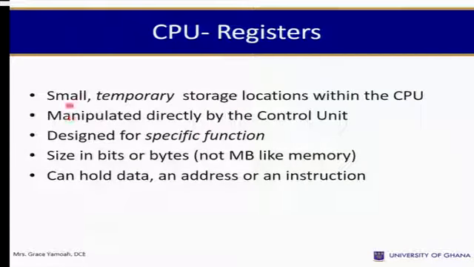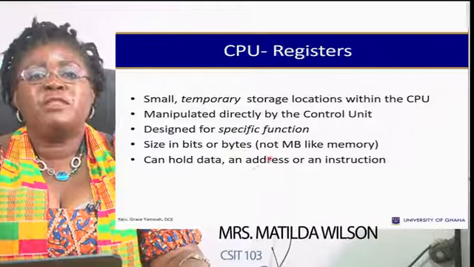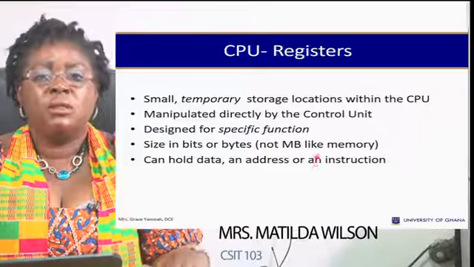CPU registers. They are small temporary storage locations within the CPU, termed the internal storage system, manipulated directly by the control unit, designed for a specific function, with size in bits or bytes, not megabytes like memory. They are smaller units than the memory system. They can hold data, an address, or an instruction. As we saw earlier, we have data registers, buffer registers, and then instruction registers.